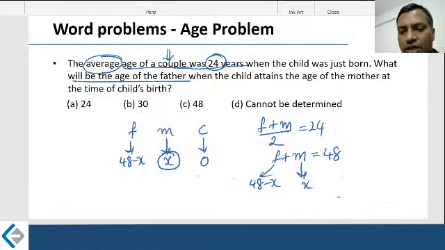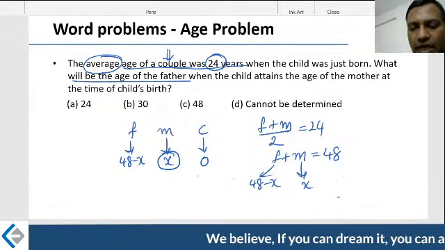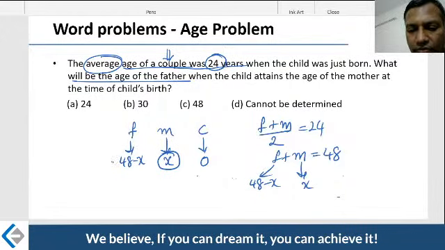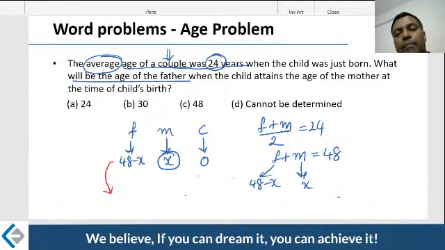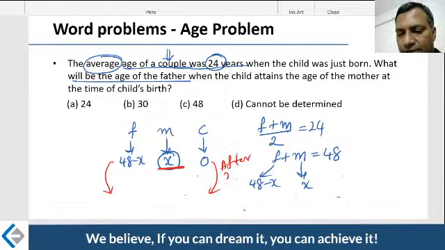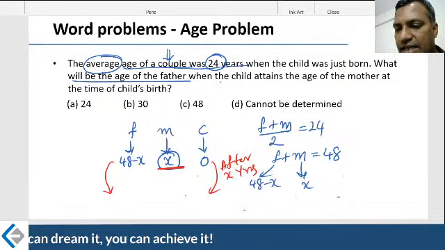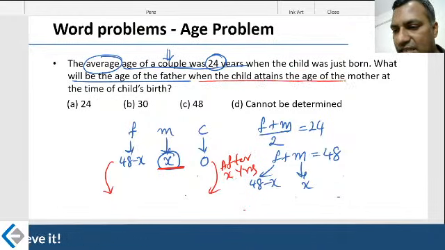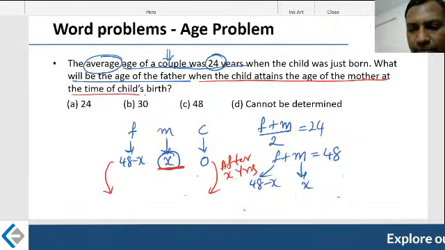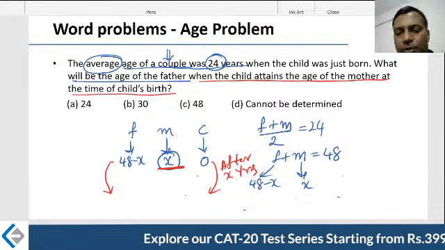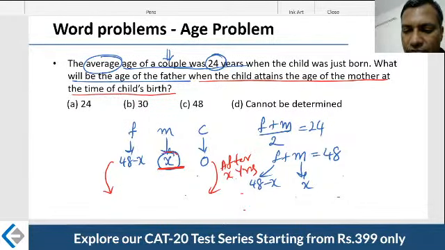These are the ages. Now what is being said? After how many years will the child become the mother's age? After x years. Why are we saying after x years? Read that: when the child attains the age of the mother at the time of its birth, at the time of the child's birth. What was the age of the mother at the time of the child's birth? x years. So when will the child become that?